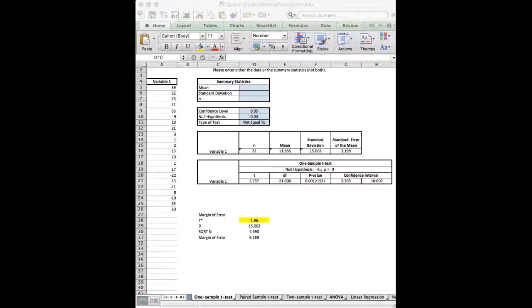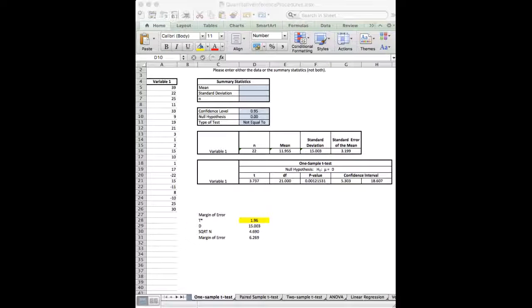All right, what was the lower bound? The lower is 5.303. Okay, what's the upper bound? It's 18.607. All right, and what was the population size? 22. Which one? Population size. Let me look at it. 22.